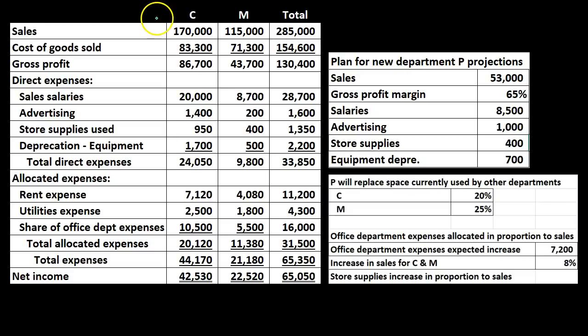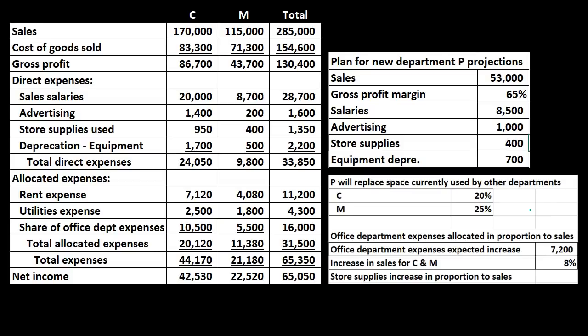We have the income statement for the prior period, C and M being our two departments, and of course the total between them. We're going to be projecting, or thinking about adding, a new department, Department P, and therefore we're going to have to add that to our forecast. The information projected for P is sales of 53,000, gross profit margin 65%, salaries 8,500, advertising 1,000, store supplies 400, and equipment depreciation of 700.